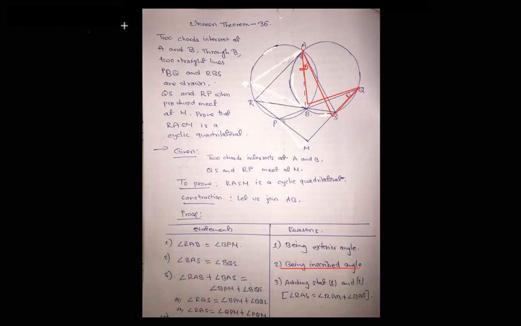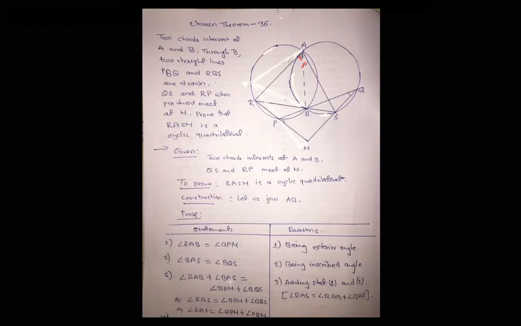Now what do we do? Let us add equation 1 and 2, because earlier in equation 1 there was a part, and in equation 2 there is a part. We need the full angle, because we are focusing on this cyclic quadrilateral. So let us add statements 1 and 2. In this statement, you can see that RAB and BAS we are adding, and BPM and BQS are being added.